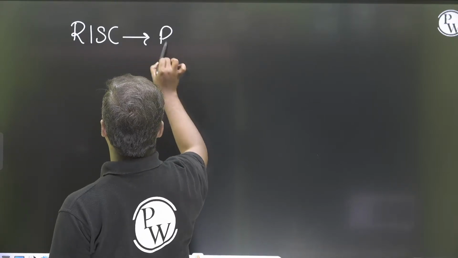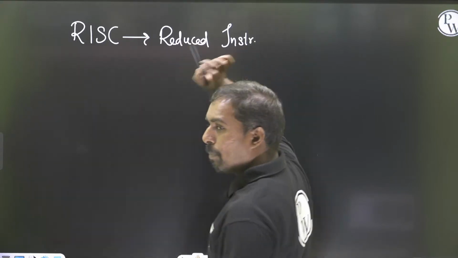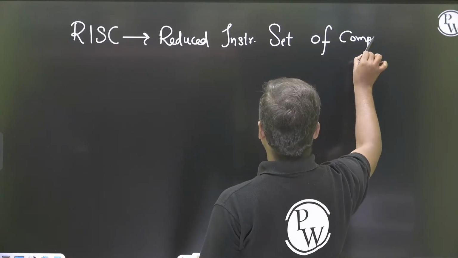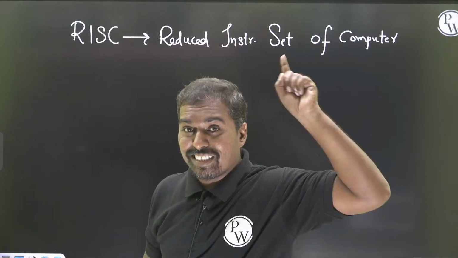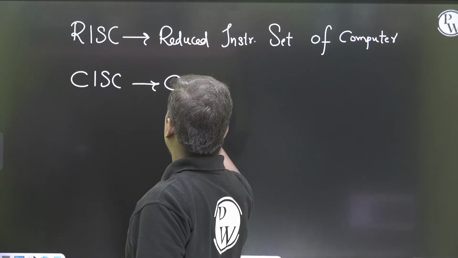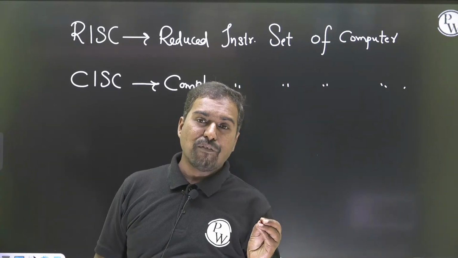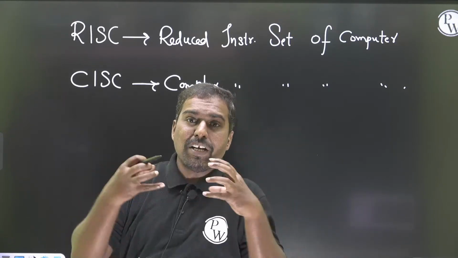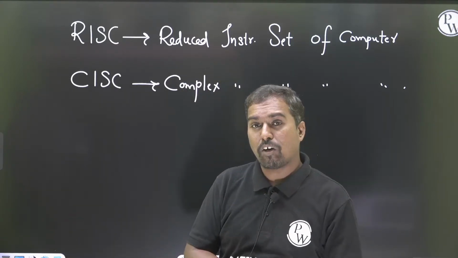RISC means reduced instruction set of computers. The complexity of the instruction is reduced. Please remember that. Complexity is less in RISC, not the number of instructions. Fewer instructions are in CISC. CISC means complex instruction set of computer. Always remember, a smaller number of instructions are available in CISC, but that single instruction is very, very complex. It may have many instructions internally. That is the meaning of that complexity.